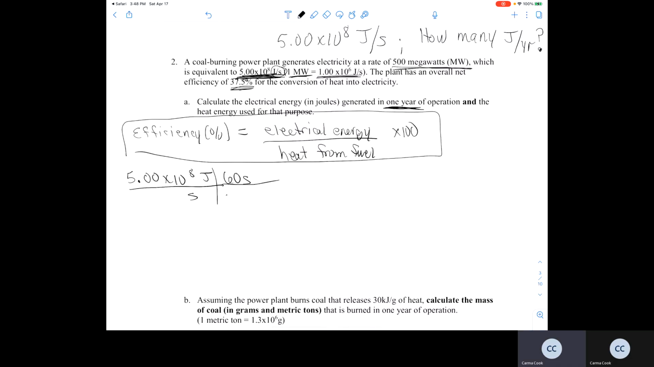There's 60 seconds in a minute, 60 minutes in an hour, 24 hours in a day, 365 days in a year. This will give us joules per year.